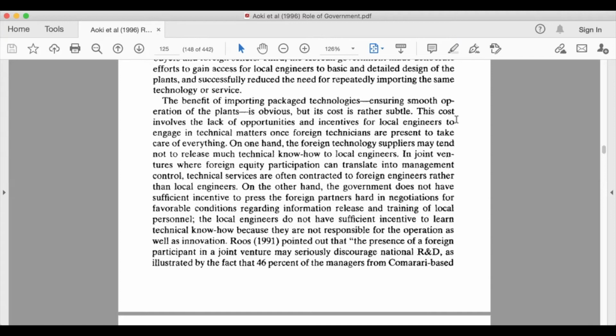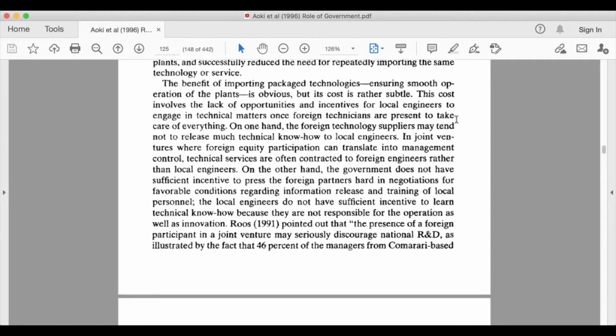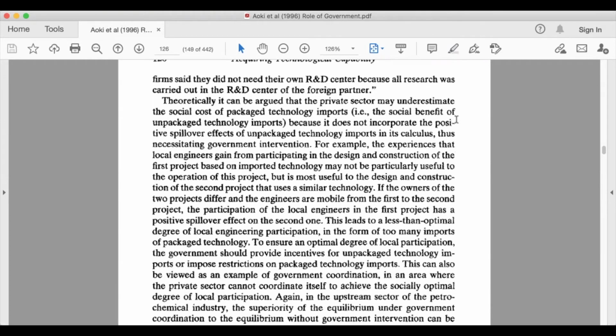On the other hand, the government does not have sufficient incentive to press the foreign partners hard in negotiations for favorable conditions regarding information release and training of local personnel. The local engineers do not have sufficient incentive to learn technical know-how because they are not responsible for the operation as well as innovation. So you see the advantages and the interesting ways both in Korea and Japan in particular that this technology transfer was managed through unpackaging.